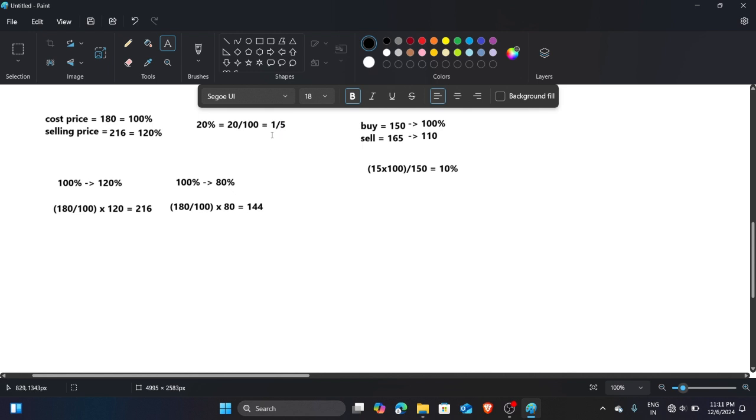Okay, so here you can see that the 5 is representing 100%, and 1 is representing the 20%, or you can say that 20% profit is representing 1. So now you know that you get 20% profit. If you want to represent the 20% profit in proportion, you just simply add this 1 to this 5, because 5 is the complete portion representing 100, and 1 is the 20% representing the profit.